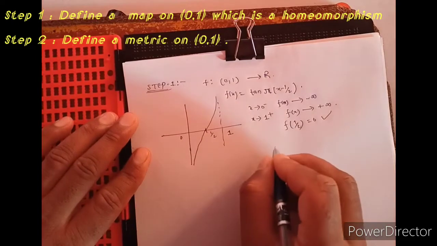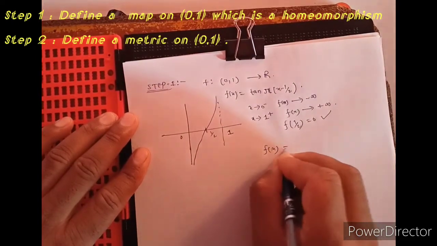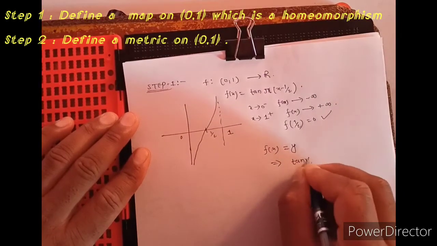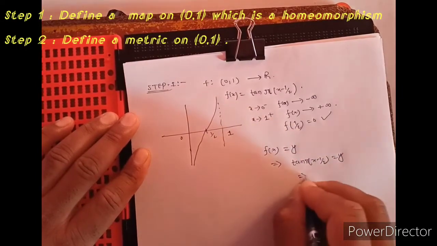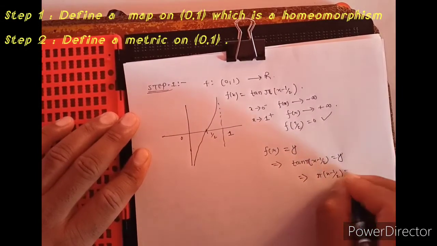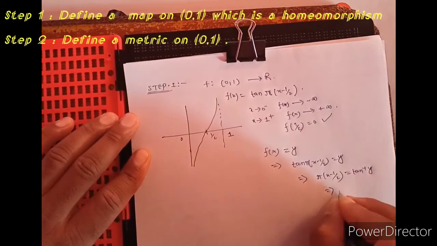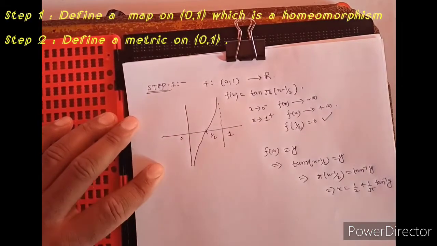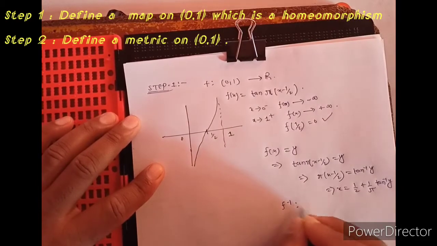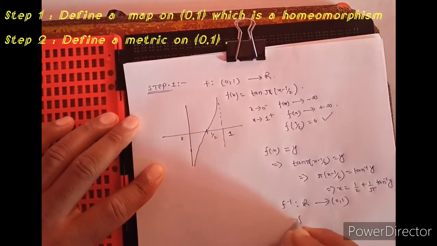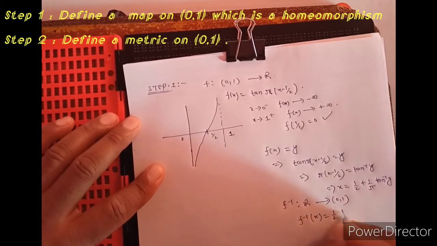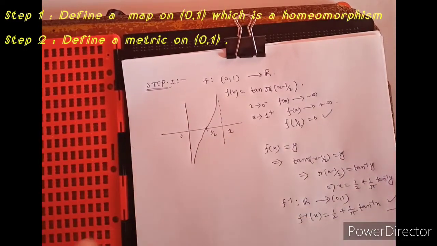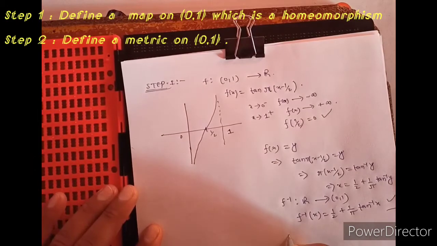So, the inverse of f will be, let's say f(x) equals y, then this implies that tan(pi times (x minus 1/2)) is y. This implies pi times (x minus 1/2) is tan inverse of y. This implies x is 1/2 plus 1/pi times tan inverse of y. So the inverse of f will be f inverse from R to the open interval (0, 1) defined as f inverse of x equals 1/2 plus 1/pi times tan inverse of x. Clearly it is also continuous, so f is a homeomorphism.